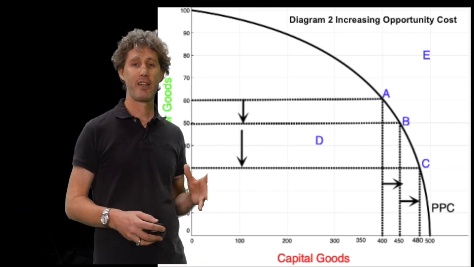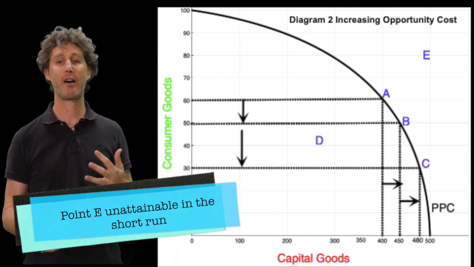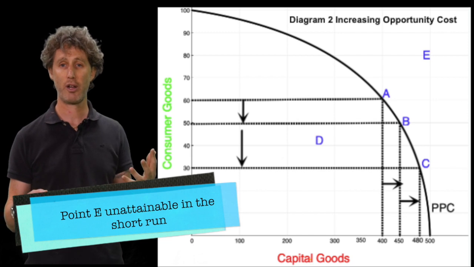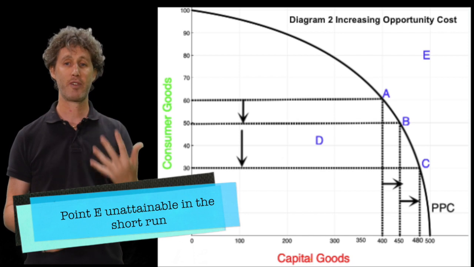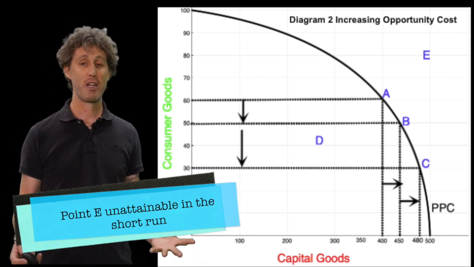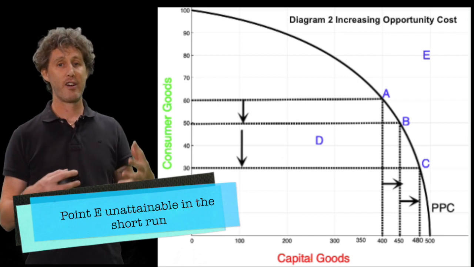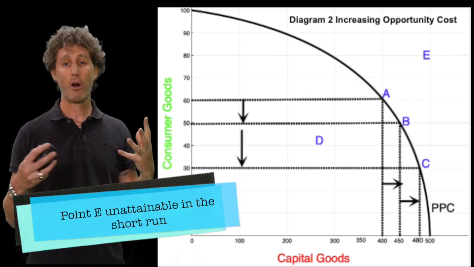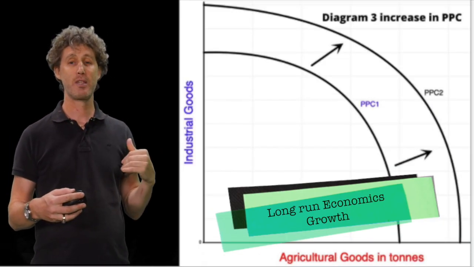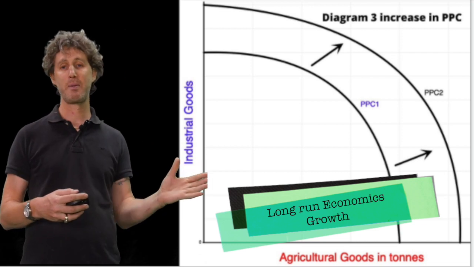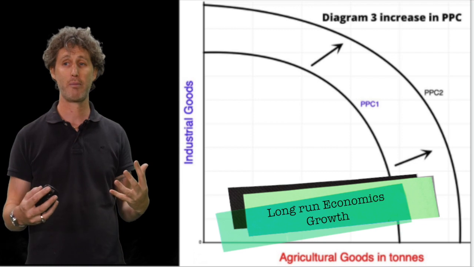Now, the final thing, again, we have point E. So we said previously, we don't right now have the factors of production in the short run to get to point E. We don't have enough land, we don't have enough labor, we don't have enough capital. But that doesn't mean it's impossible. Society moves on. And if, for example, in the long run, we may end up having more resources that can get us from PPC1 to PPC2, and we move the PPC outwards. This is an example of economic growth, or what we call long-run economic growth.